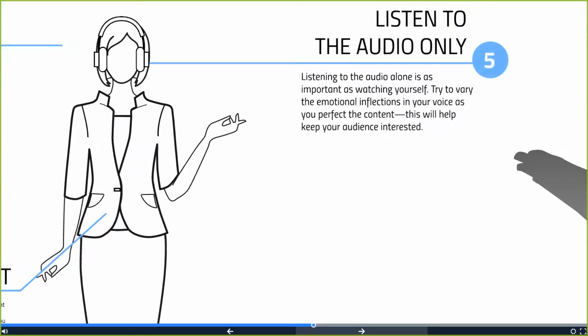Listen to the audio only. Listening to the audio alone is as important as watching yourself. Try to vary the emotional inflections in your voice as you perfect the content. This will help keep your audience interested. And that is a great tip.